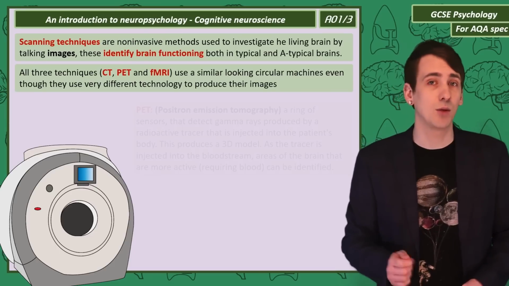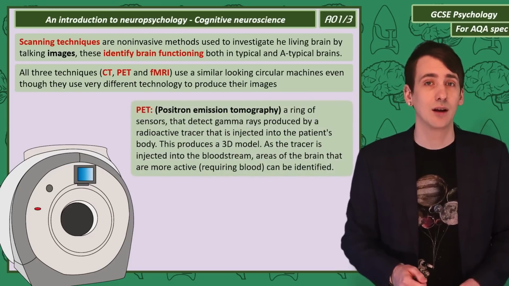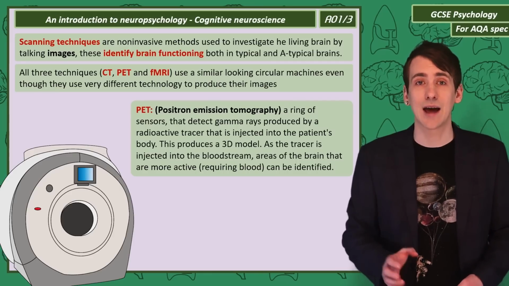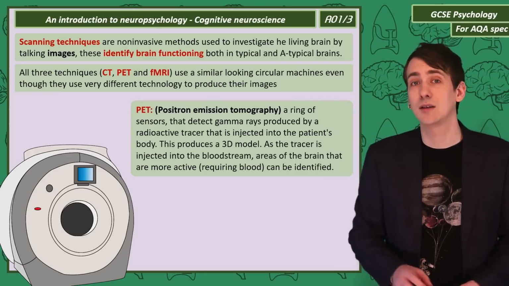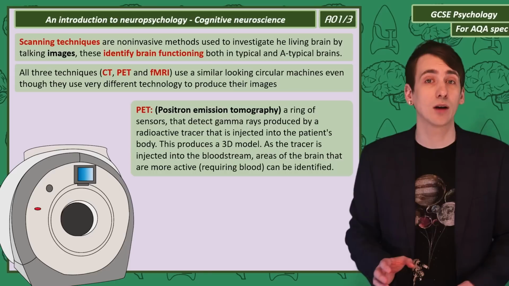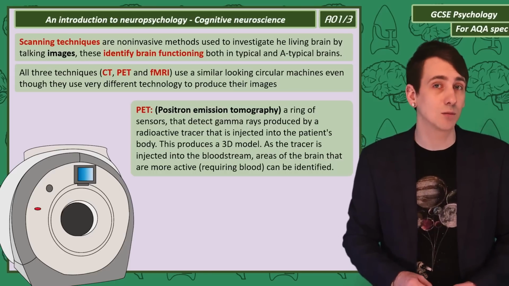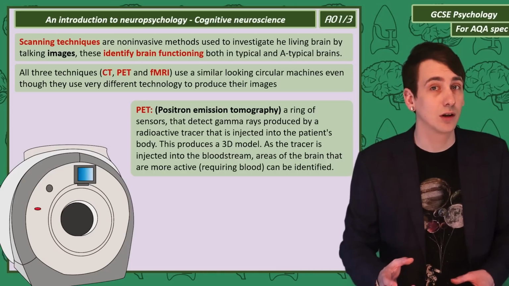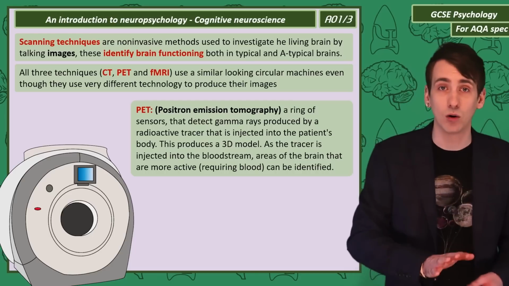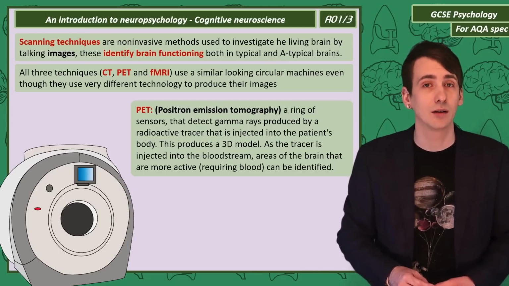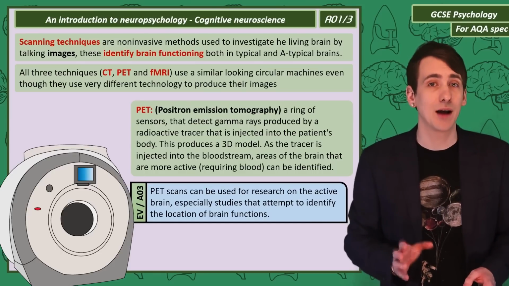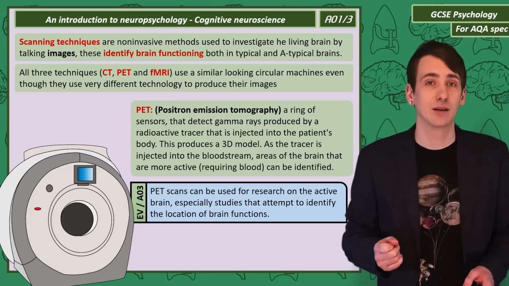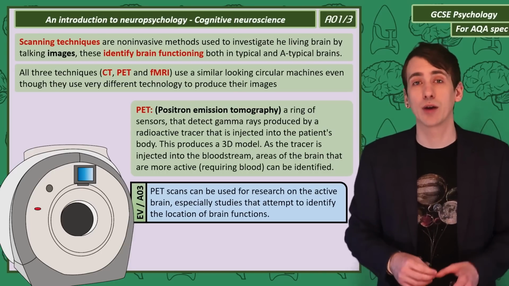PET scanners stand for positron emission tomography. This scanner is made of a ring of sensors, and these sensors detect gamma rays. These gamma rays are often given off by a radioactive tracer that's injected into the patient's bloodstream. As more active areas of the brain require more blood to function, the researchers can identify more and less active parts of the brain. So we can see the big advantage that PET scanners have over CT scanners is they show the brain's activity, useful for researchers studying brain function.